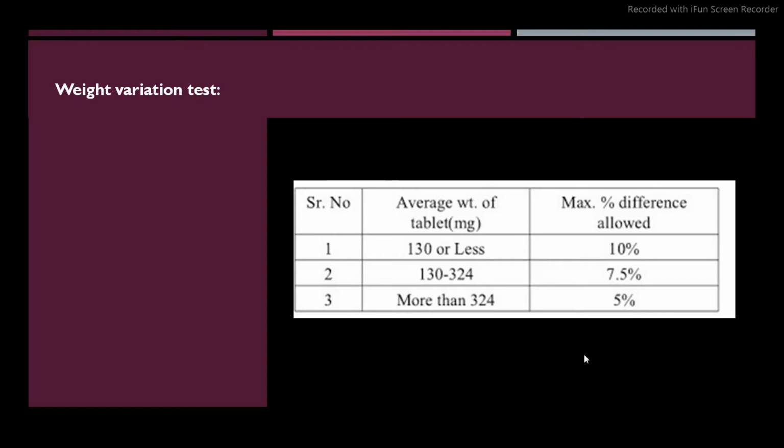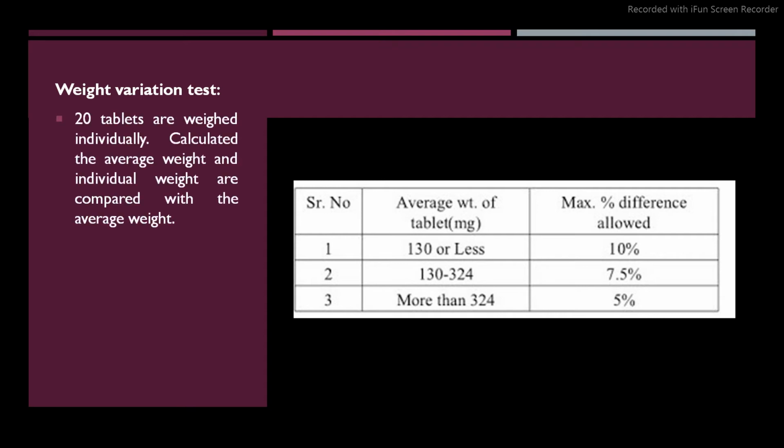The next evaluation parameter is the weight variation test. It means how much weight variation there is from tablet to tablet. For this, USP has mentioned the procedure. We have to take a batch of 20 tablets and weigh these 20 tablets individually. First you have to take the individual weight of each tablet, then take the combined weight of all tablets and take the average. Then you have to compare each individual tablet with the average weight of 20 tablets. Getting it?